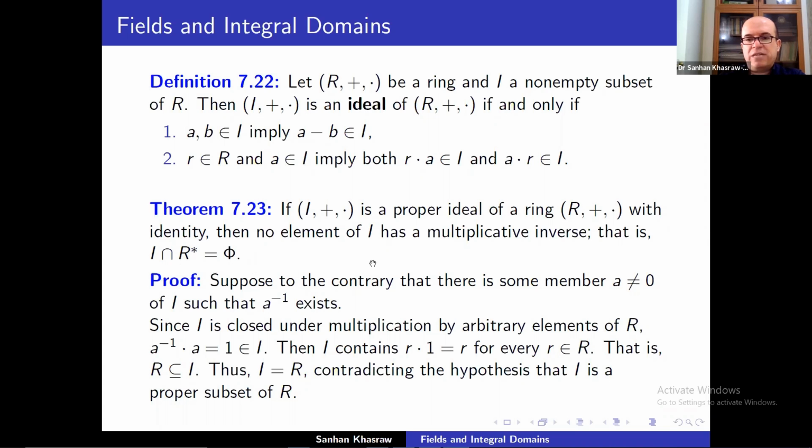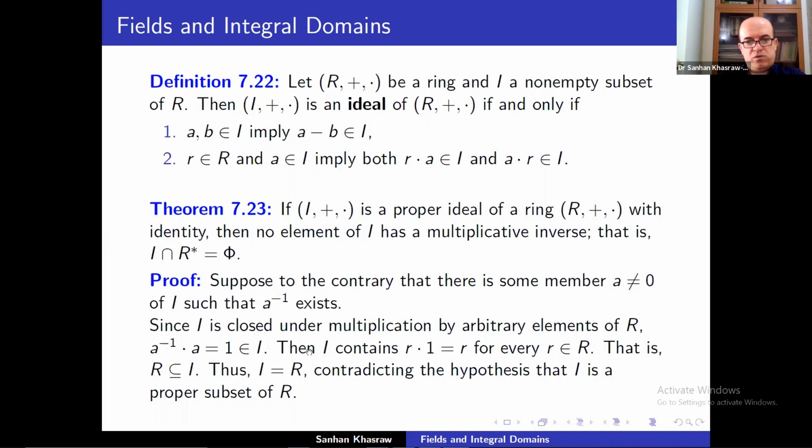So there is no common element between these two sets. The proof we can do by contradiction. Let's say there is some element A which is not 0 and has a multiplicative inverse. We call it A inverse. So this inverse may be in R or maybe in I. By the second condition, I is closed under multiplication by elements of R, then A inverse times A should belong to I, because A is in I. So the result is 1.